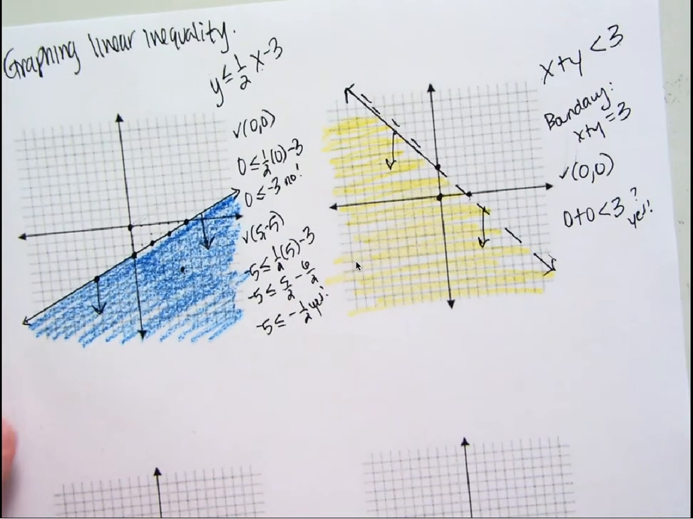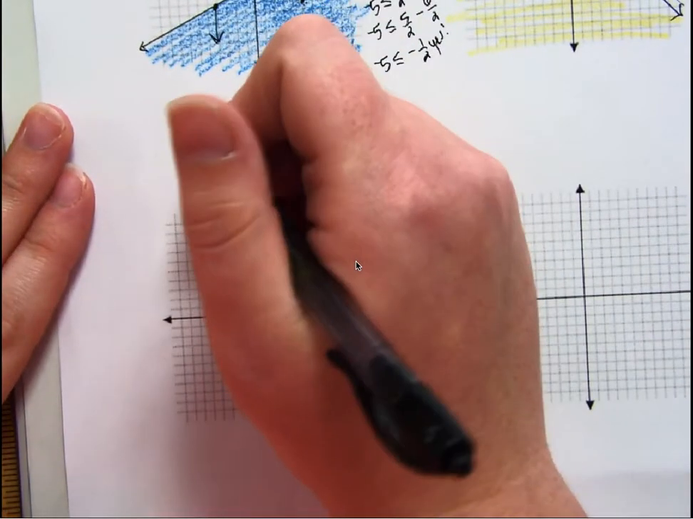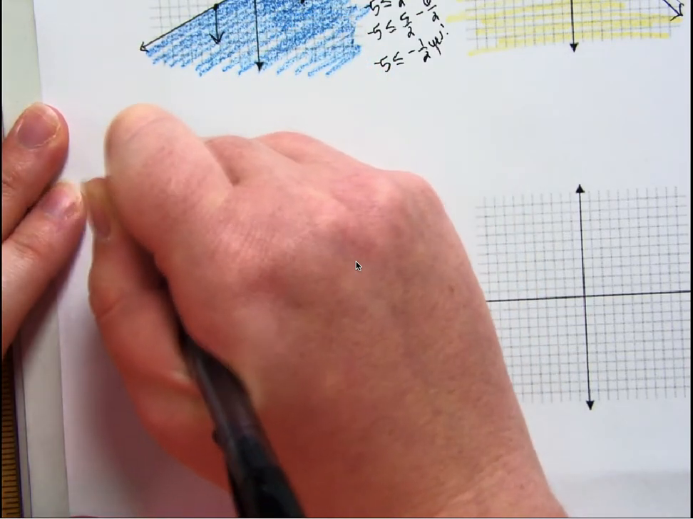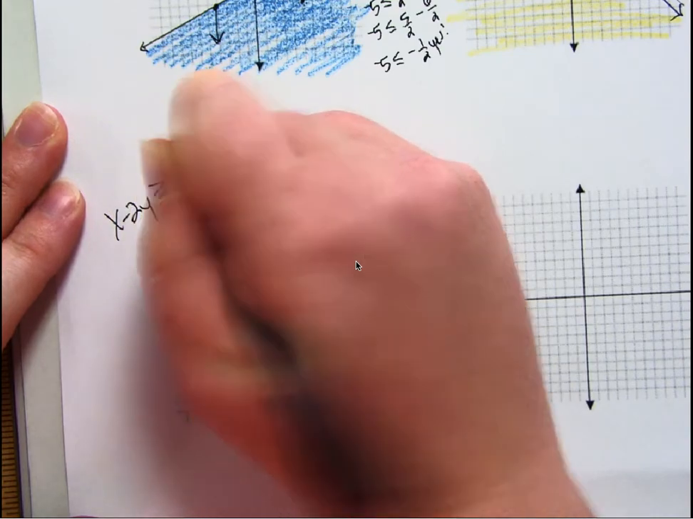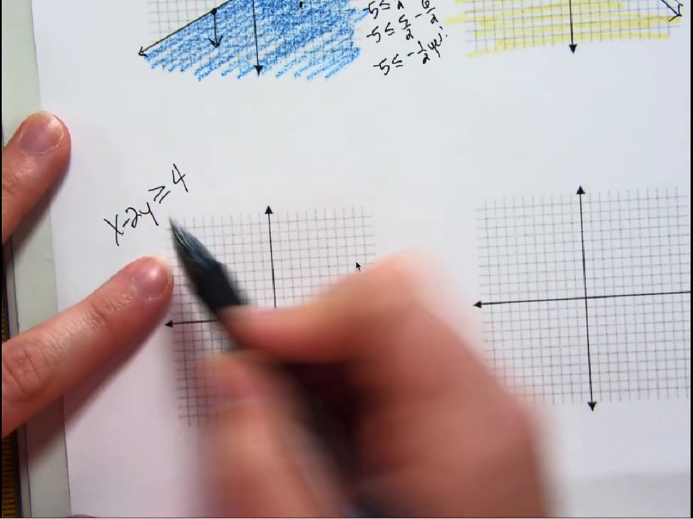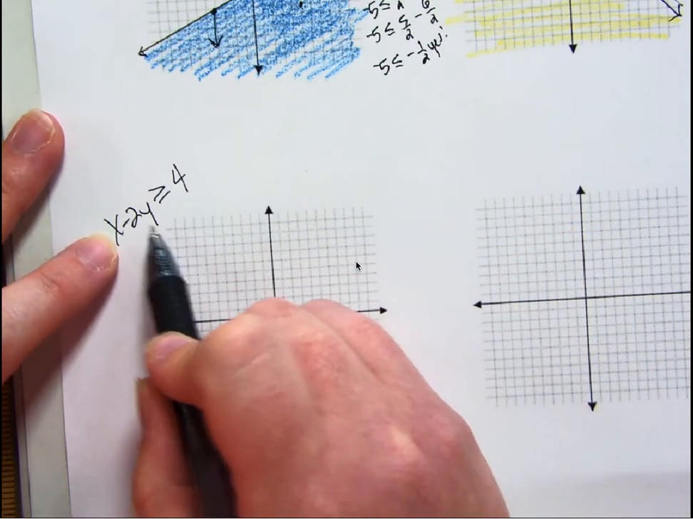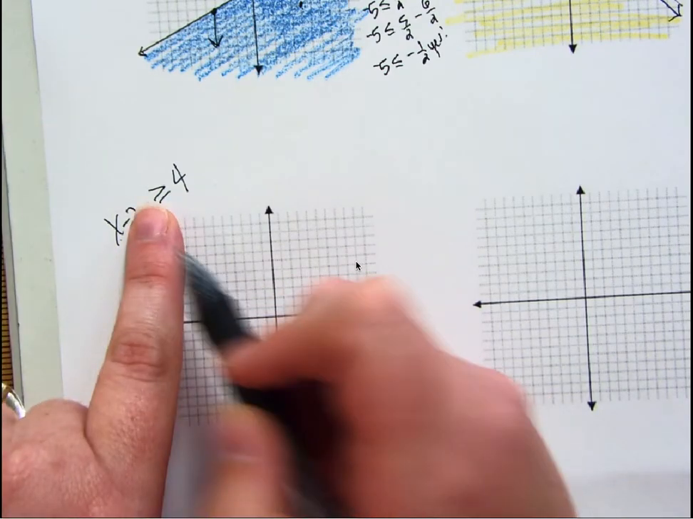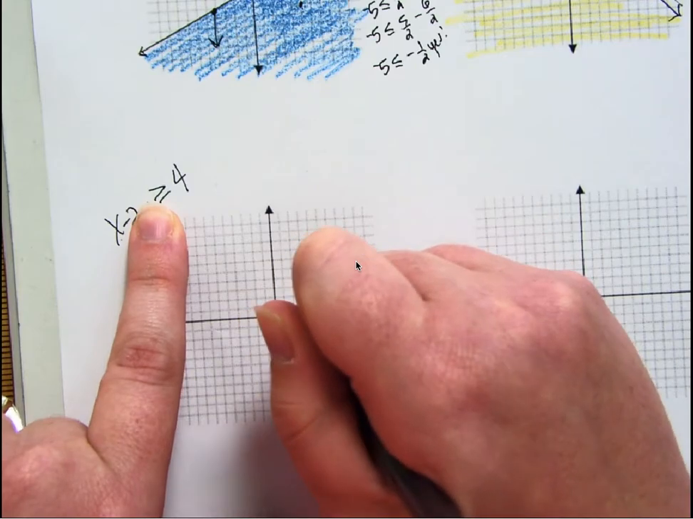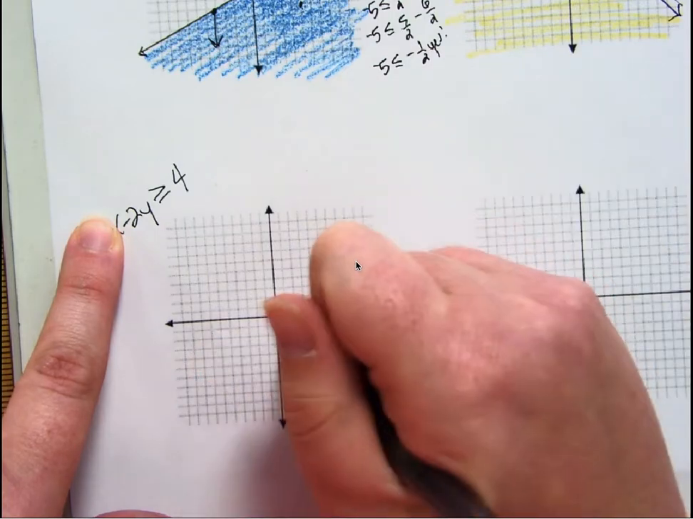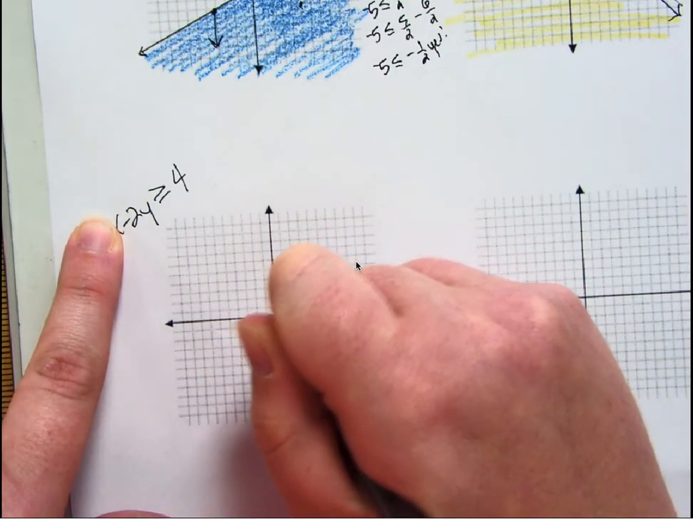Okay, so the answer is not always. Let me give you an example. If you had x minus 2y greater than or equal to 4. Okay. Based on what we saw, greater than should be graphing up, but let's see what happens. It's in standard form, so we're going to graph the boundary line using the intercepts. So our x-intercept would be 4, and then the y-intercept, if you divide both sides by -2, your y-intercept is -2.